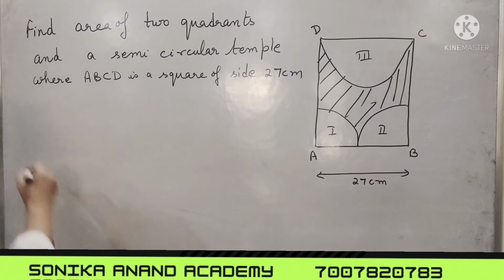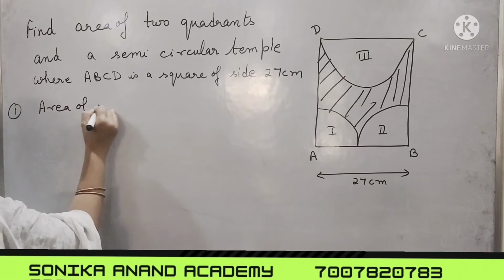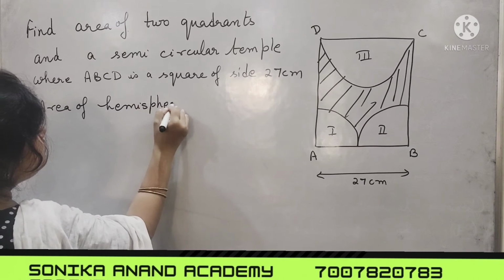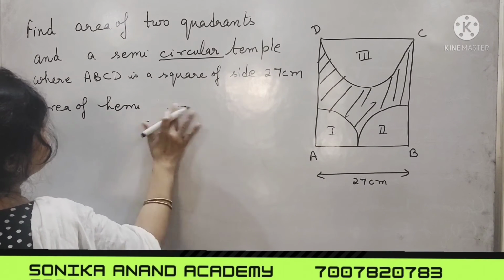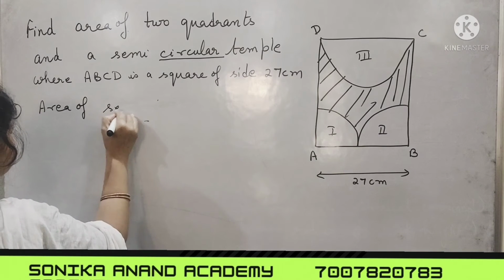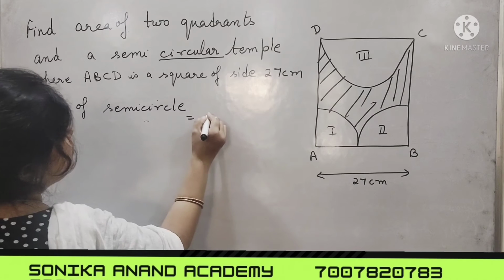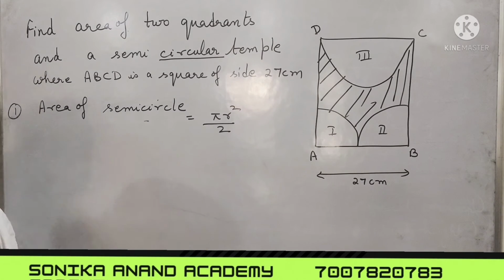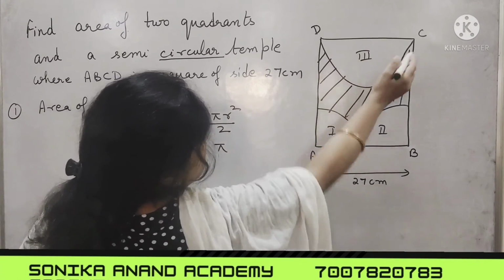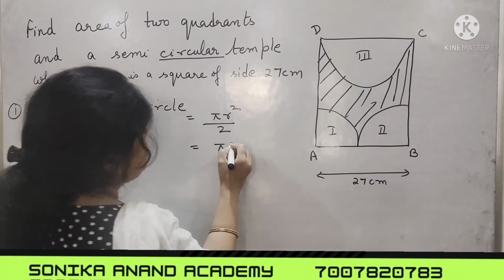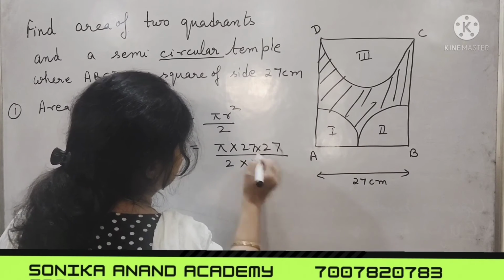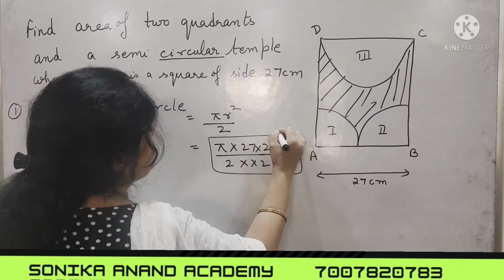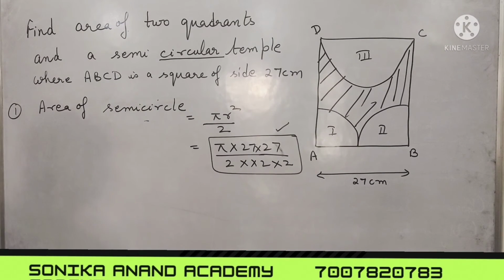Okay. Now, formula for the area of a semicircle, which is equal to pi r square upon 2, because for the circle, we have the area pi r square. So it becomes pi. What is the radius of this circle? Half of the side. That means 27 by 2 into 27 by 2 and again this is 2. When you solve, you will get the area of the semicircular temple. I am just leaving it for you.